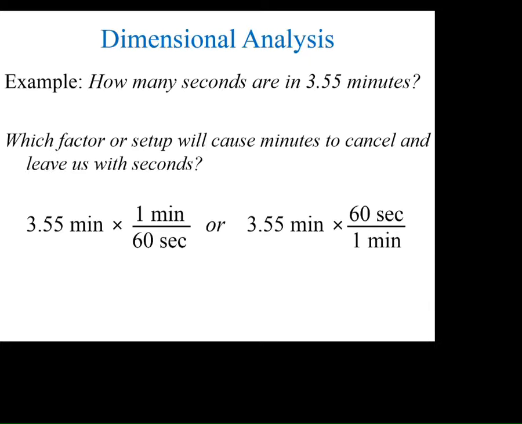This way works because minutes are on top here and minutes are on the bottom here, so I would cancel out minutes and be left with seconds. This way doesn't work because now I get minutes squared per second. Do you see how I chose this one? Whatever unit's on top has to be on the bottom in the conversion factor. Then it will cancel out. So yes, the second one will work. Now minutes would cancel, and I'd be left with seconds, which is what I wanted. Okay, I think you got that.